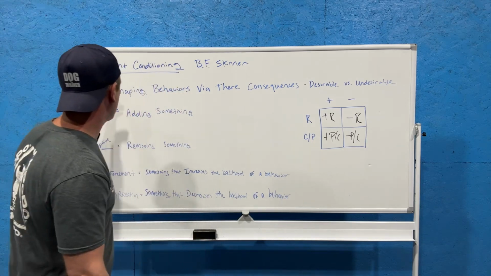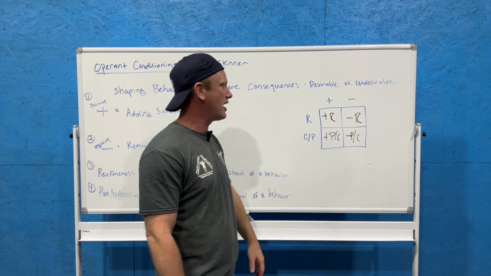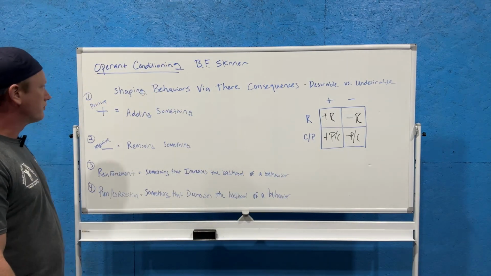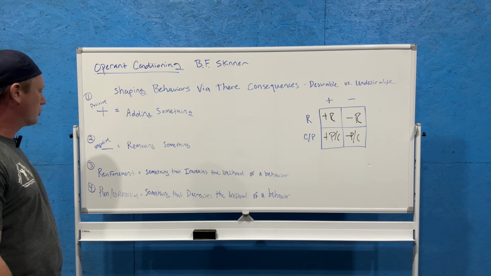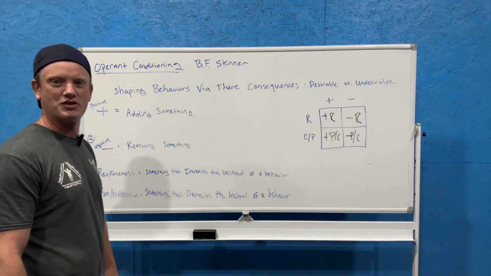Just remember these 4 terms. It's shaping behaviors via the consequences. This is kind of the graph that makes it easy to remember. And then your 4 simple definitions there, or kind of key ideas with operant conditioning. So see you in the next lesson.